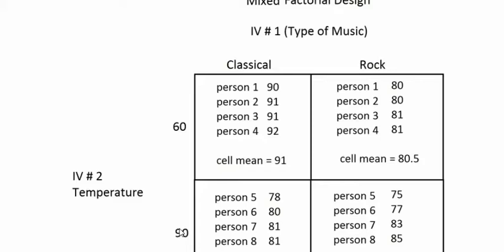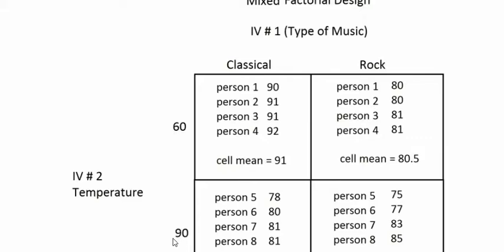And each participant is going through both types of music. So all 8 people are experiencing classical and rock, one at a time. And if you're in the 60-degree group, you're doing both types of music at 60 degrees. And if you're in the 90-degree group, you're doing both types of music at 90 degrees.